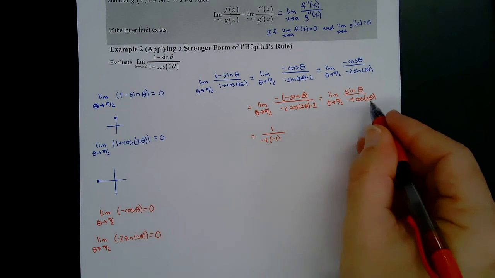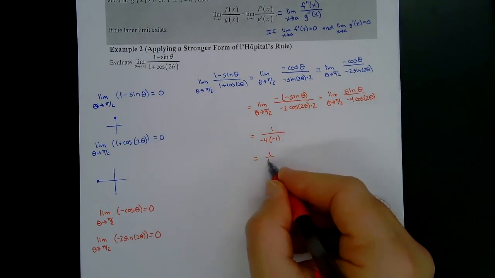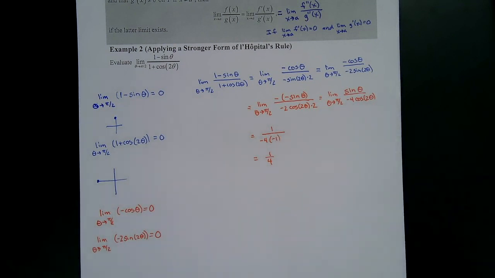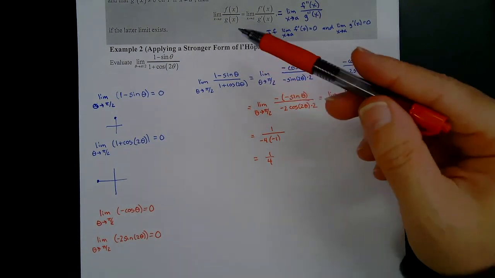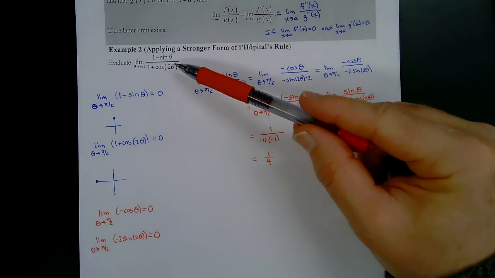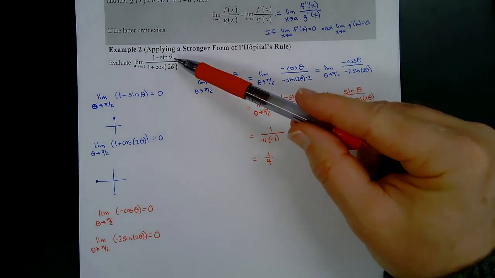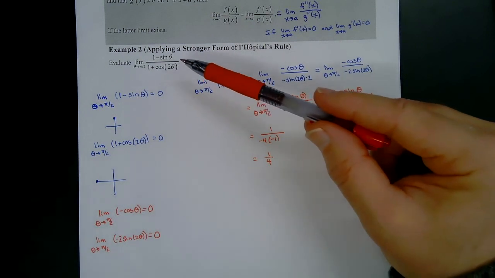So, or -4 times -1, right? And this becomes 1/4. So this limit is 1/4. This is something, back when we first did limits, you weren't even able to do this, right? Because you didn't know derivatives, right? But then you also couldn't algebraically get rid of the discontinuity that we had, that hole.